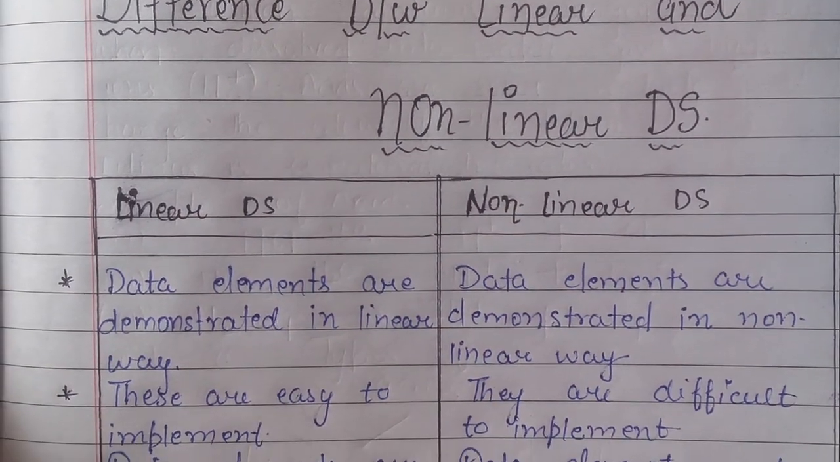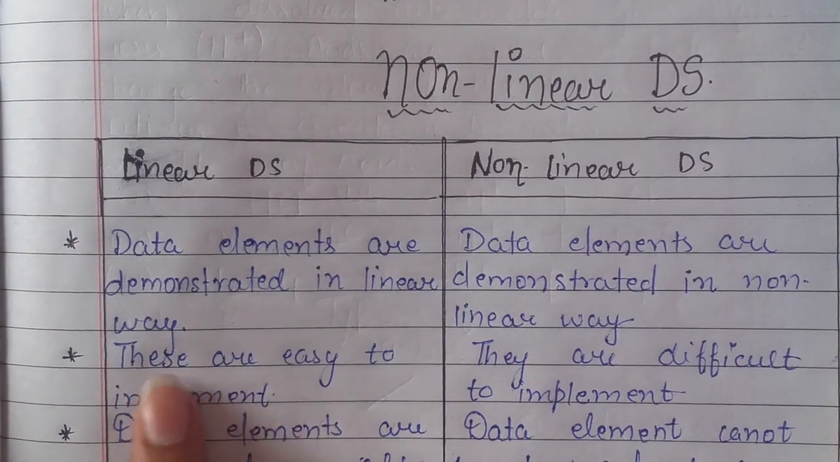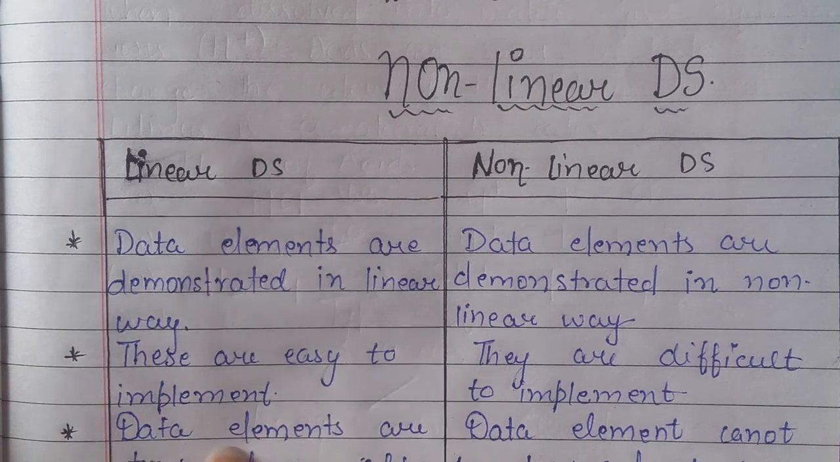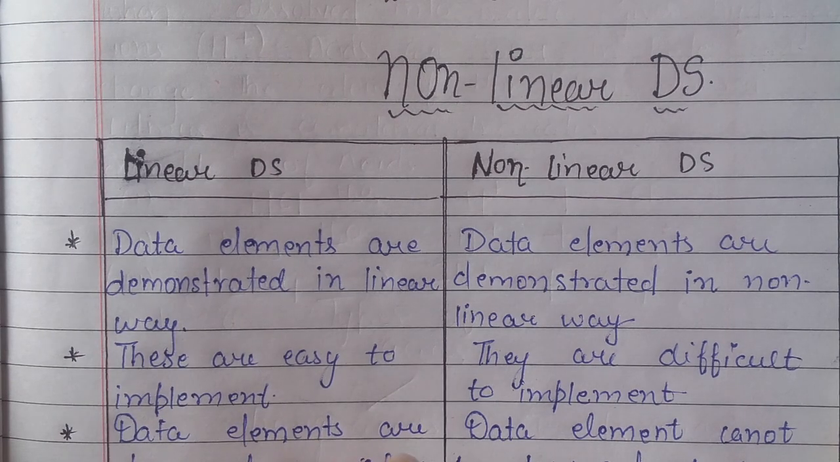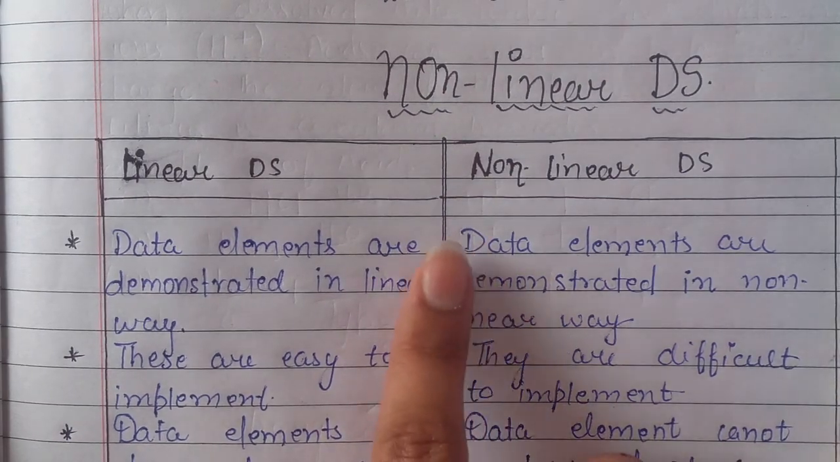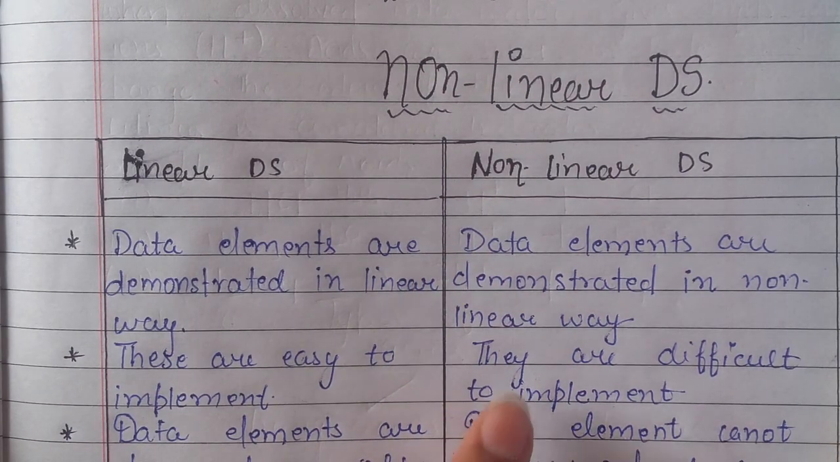The second difference is this. Linear data structures are very easy to implement, as we know that there is a linear way of arranging and connecting them. But non-linear data structures are very difficult to implement, like trees, graphs and heaps.